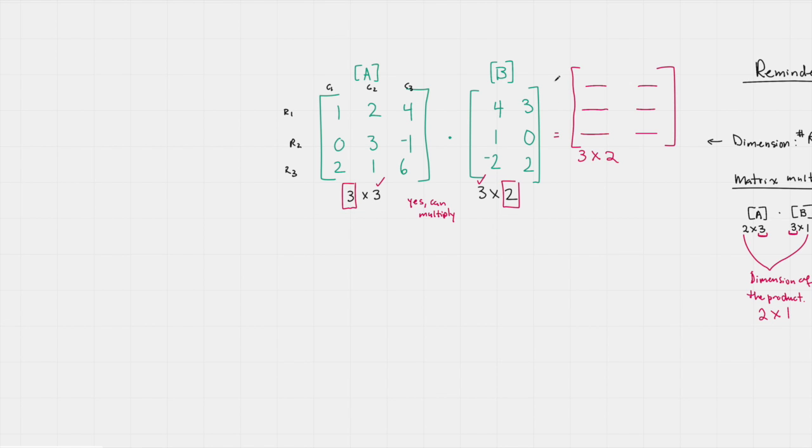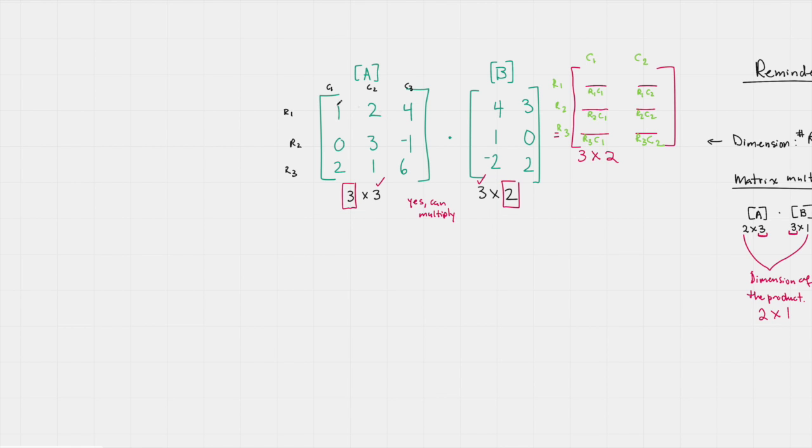Here you should notice that this is row 1, row 2, row 3, column 1, column 2. So as you can see here, the position of this number is in row 1, column 1. This is called row 1, column 2. This is called row 2, column 1. This is called row 2, column 2. This is row 3, column 1. This is row 3, column 2.